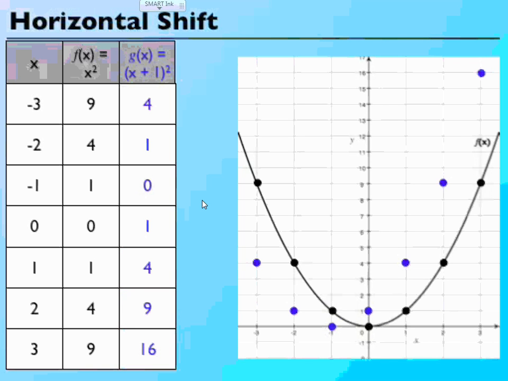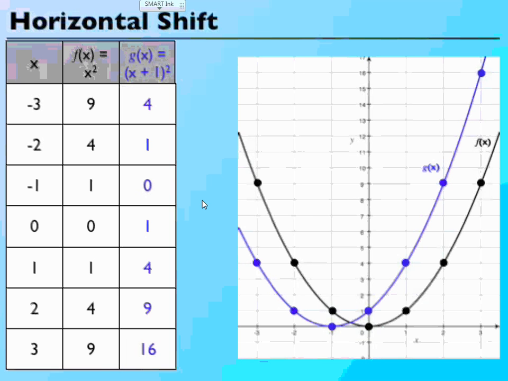So we have all of our points plotted. Wow, that was backwards. And we draw our graph of g of x. And then what we notice here, when we compare the points on our original function, f of x, to the points on our new function, g of x, is that everything shifted to the left by 1 unit. When I did a plus 1 in the parentheses there with the x, everything shifted to the left 1 unit.